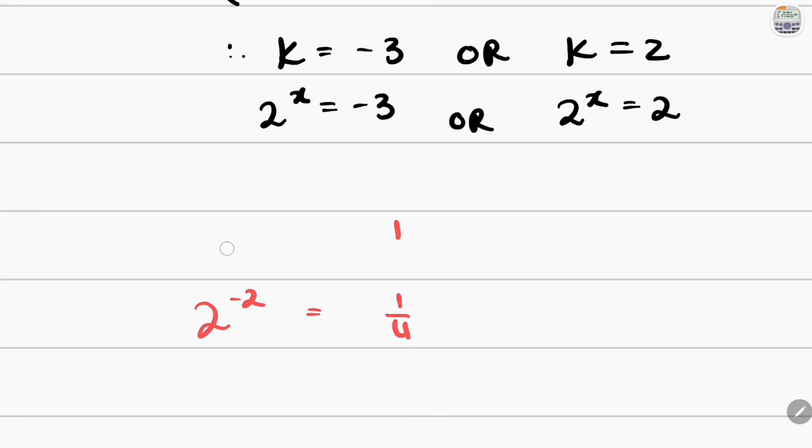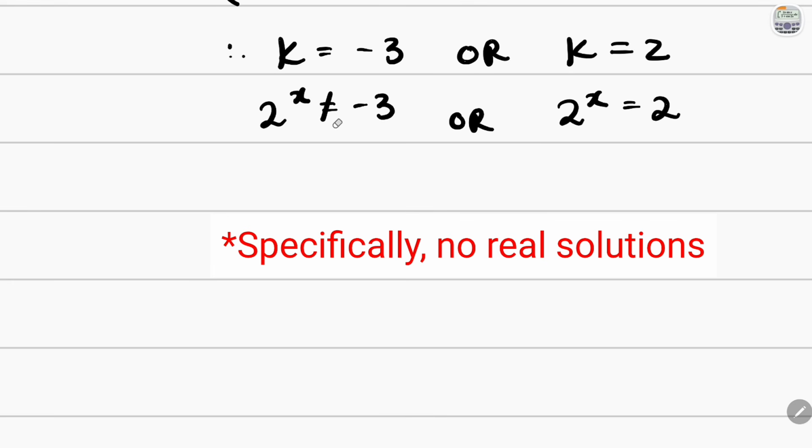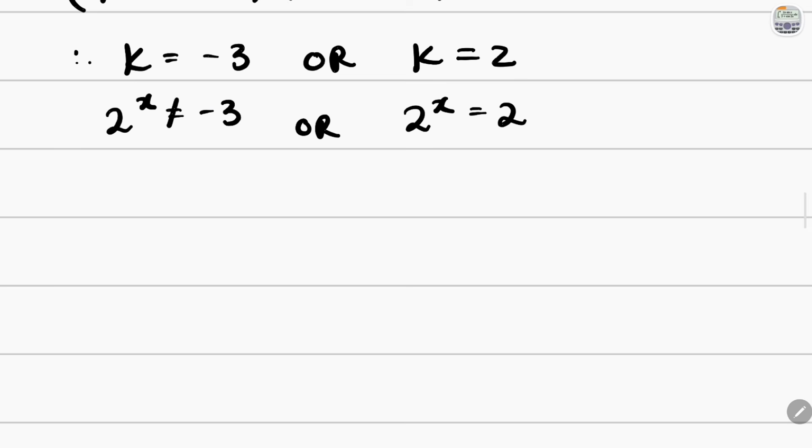So this is not possible. You cannot take a positive base and raise it to an exponent and then it becomes negative. So we can just go ahead and tell them that these are not equal. We don't have a solution here. x has no solution. We'll just cancel that.